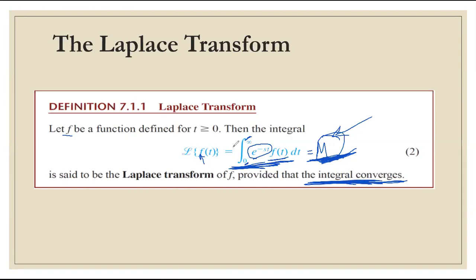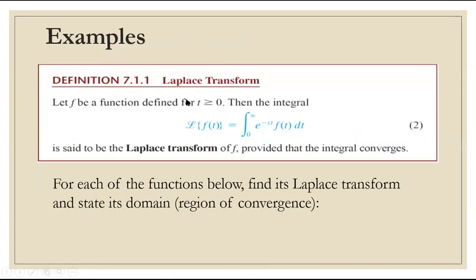So the condition for the existence of the Laplace transform of any specific function is to evaluate this integral and get a finite number. That means your integral converges. But if the integral doesn't converge, then no Laplace transform at all. Let us try to find the Laplace transform of those functions. Read the question here: find the Laplace transform and state its domain, the region of convergence.